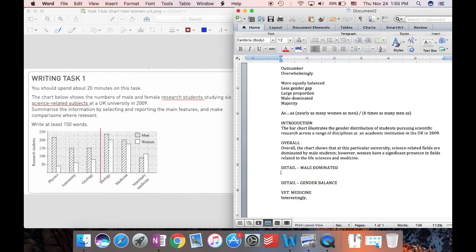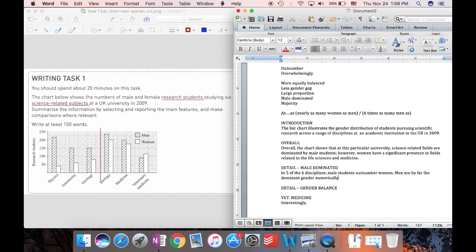Okay, so that's the overall picture. Let's talk about the male dominated subjects. So you could say, okay, men lead in 5 of them, so we could say in 5 of the 6 disciplines, male students outnumber women, outnumber females, women. Male students, men are by far the dominant gender numerically. If I just said dominant gender, it sounds like they're in control, but no, it's dominant numerically.